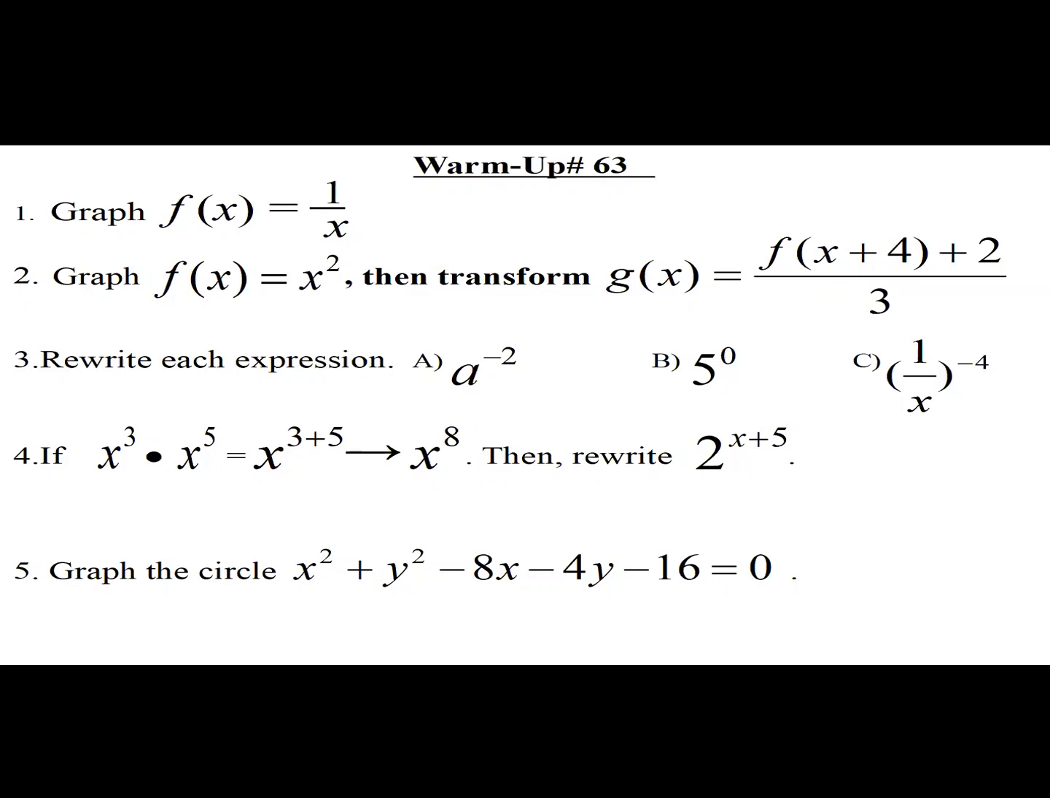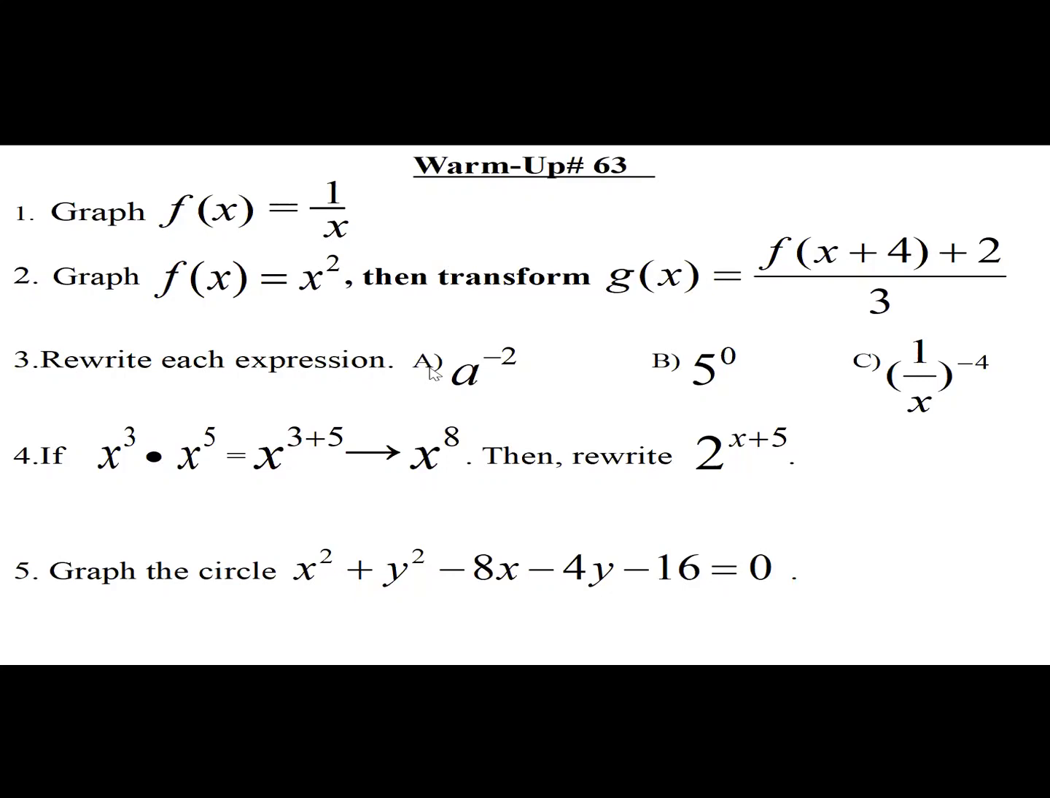So warm-up number 63 is on the screen, and it reads graph. Number 1, graph f of x equals 1 over x. Number 2, graph f of x equals x squared, then transform using g of x equals f of (x plus 4) plus 2, all of that over 3. Number 3, it says rewrite each expression.